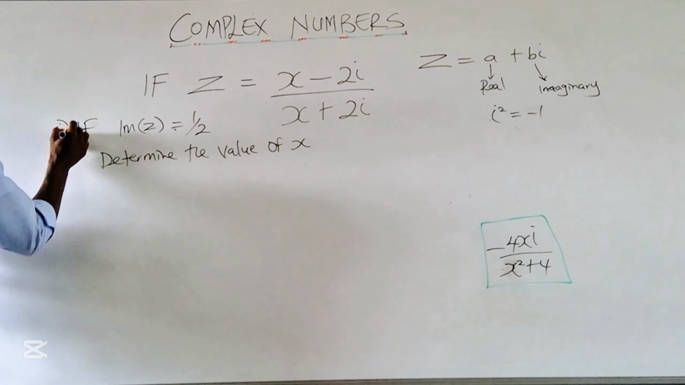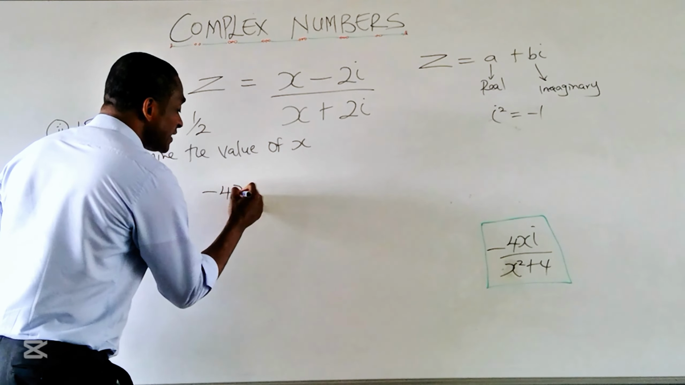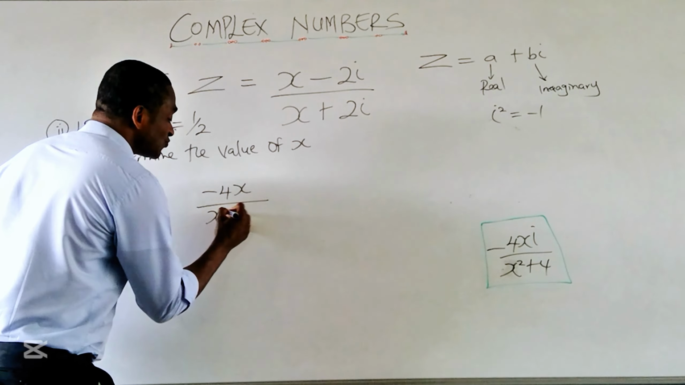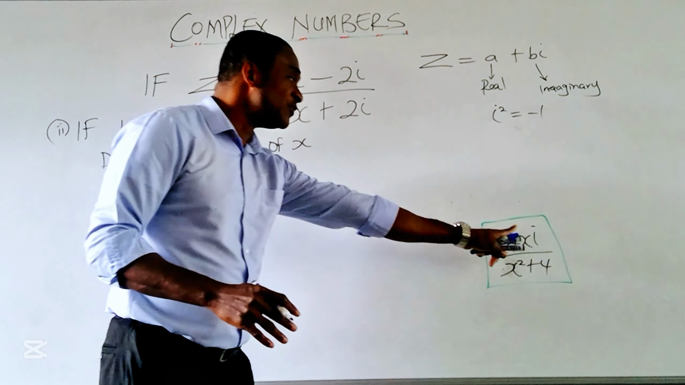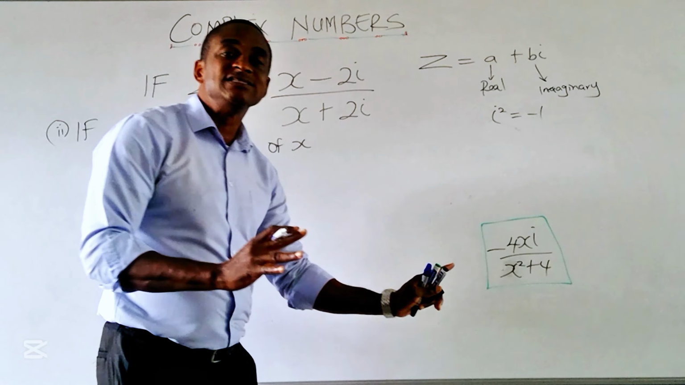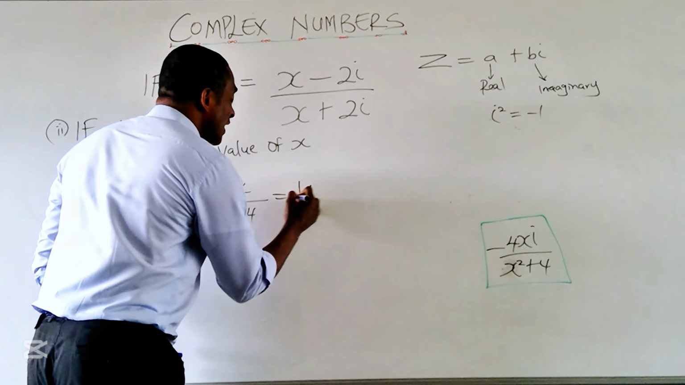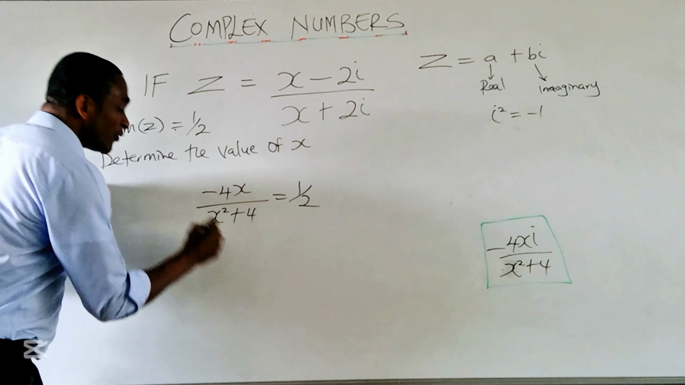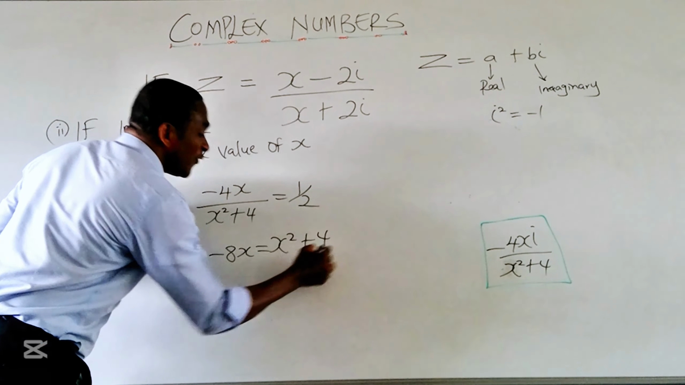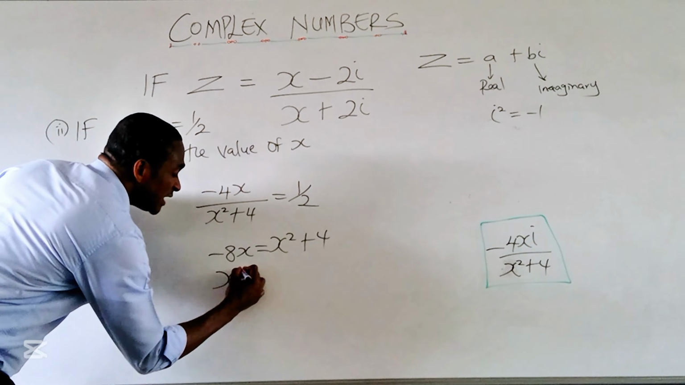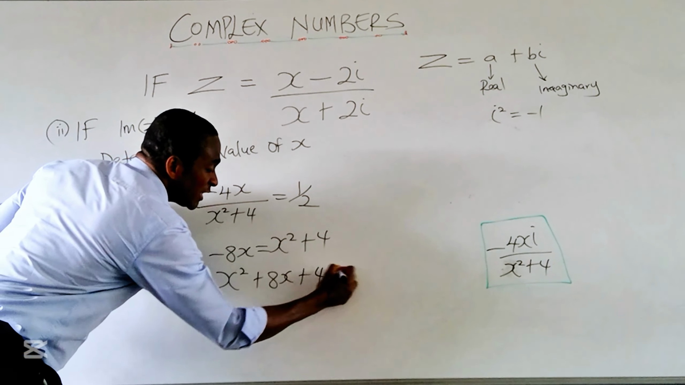Now, this is the second question. My imaginary part is negative 4x over x squared plus 4. Remember, the imaginary part is the coefficient. You don't have to use i; it defines what it is, whether it is real or imaginary. Then we have 1 over 2 here. If we cross multiply, we have negative 8x equals x squared plus 4. So this gives us x squared plus 8x plus 4 equals 0.